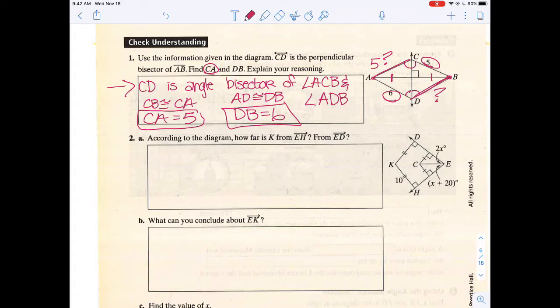According to the diagram, how far is K from EH? Well, if we look here, K is there, EH is this line. It makes the perpendicular line over to K, so the distance is 10. Notice that KH and KD are equal. They're congruent sides, so 10 units from each line.